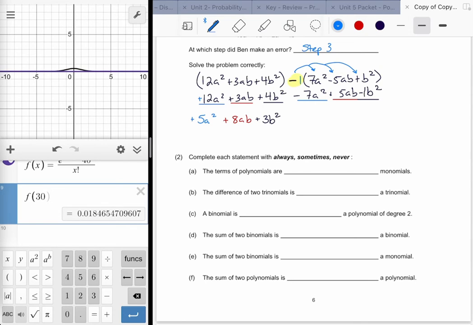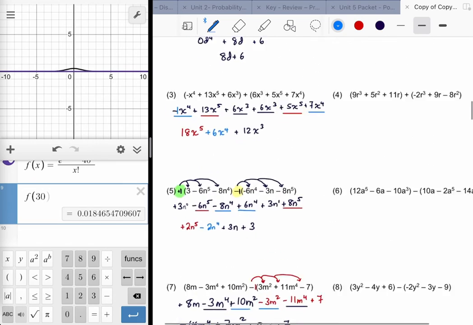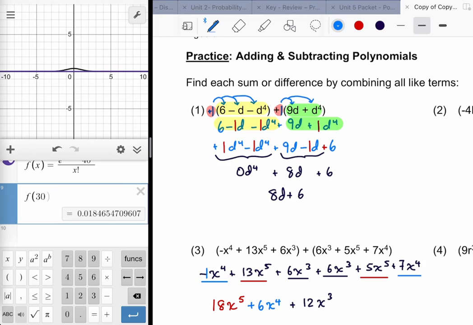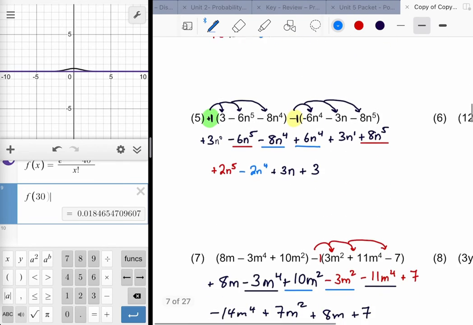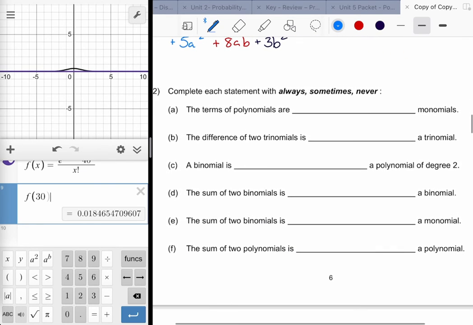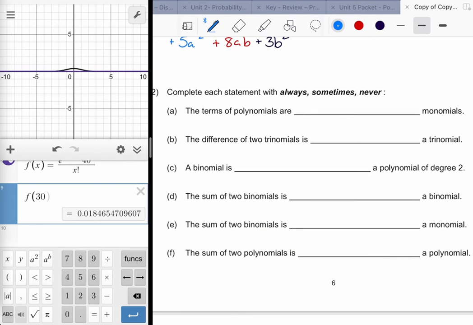The terms of polynomials are blank monomials. All right. So if you think about really everything we just did, each one of these expressions makes up a polynomial. A polynomial is the multitude. The monomial is the singular. So the ingredients that make up a polynomial is a monomial. So the terms of polynomials are always monomials.